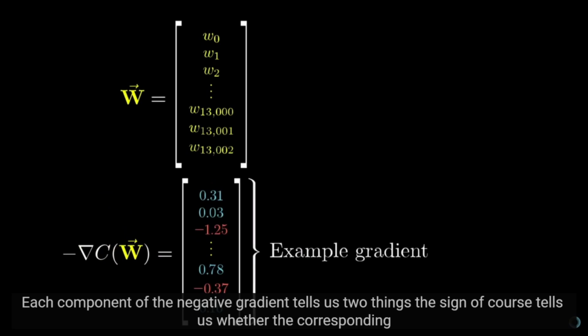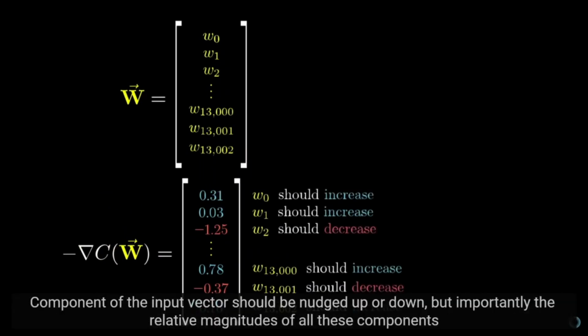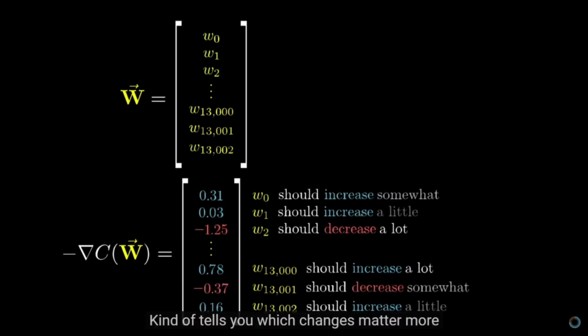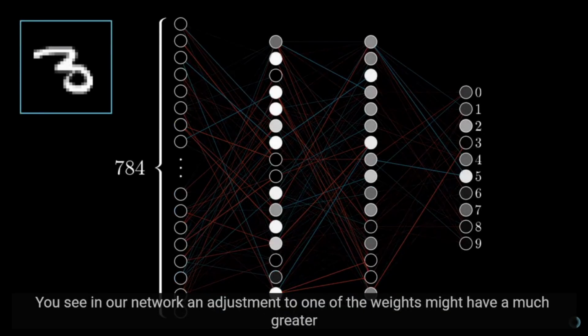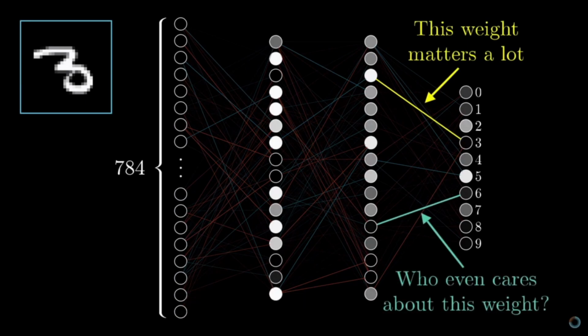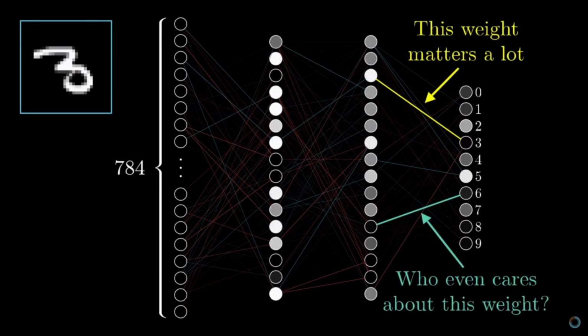Each component of the negative gradient tells us 2 things. The sign, of course, tells us whether the corresponding component of the input vector should be nudged up or down. But importantly, the relative magnitudes of all these components kind of tells you which changes matter more. You see, in our network, an adjustment to one of the weights might have a much greater impact on the cost function than the adjustment to some other weight. Some of these connections just matter more for our training data.